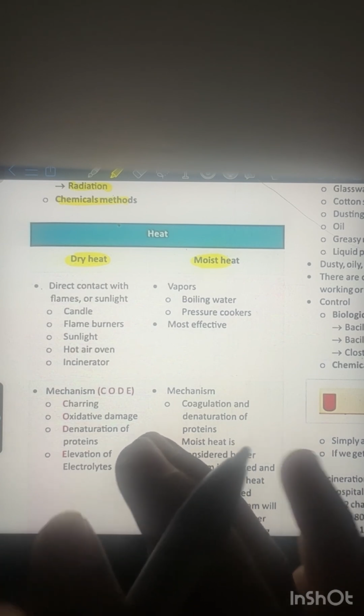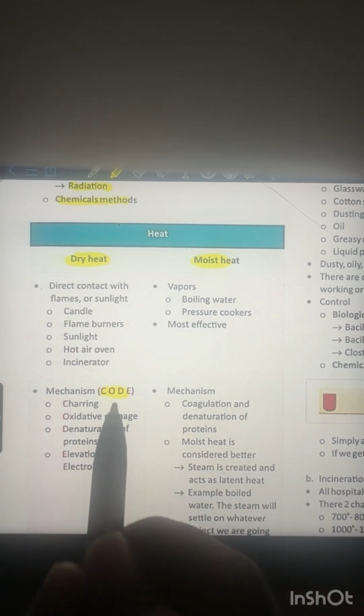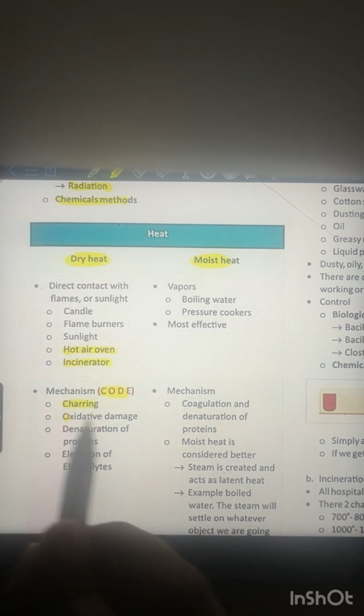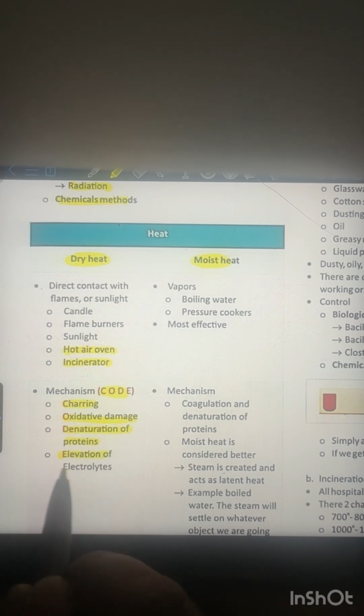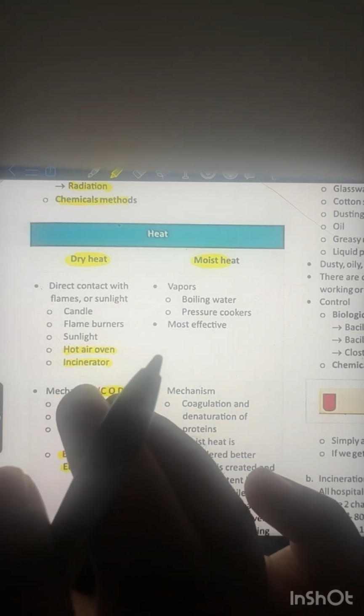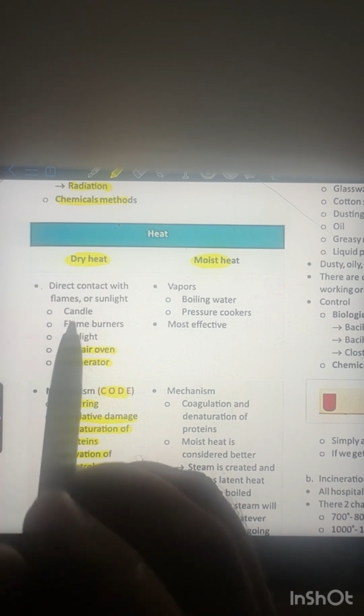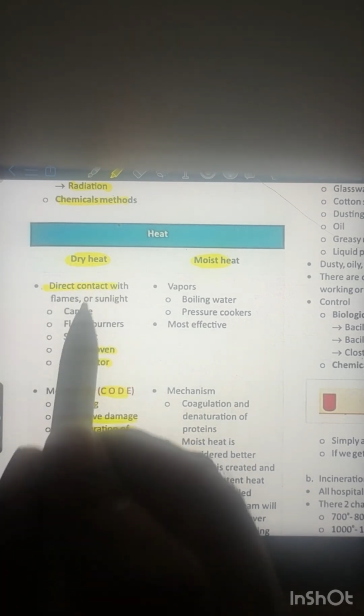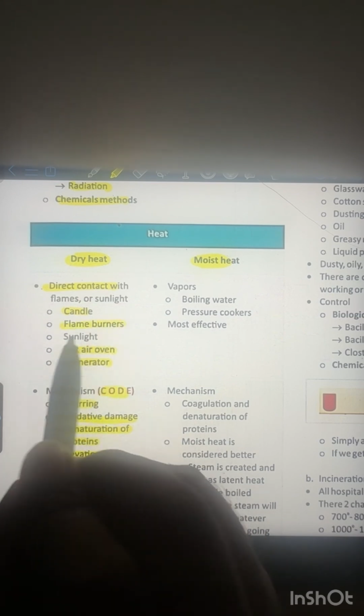Remember, the code for the dry heat mechanism is CODE. Number one, how is it going to kill? It is going to cause charring of the molecules. Number two, it is going to cause oxidative damage. D, of course, it is going to denature all the proteins. And lastly, it is going to elevate electrolytes. Now, you know that elevation of electrolytes means that the bacteria are going to be killed. So charring, oxidative damage, denaturation of protein, and elevation of electrolytes are the mechanism of action by which the heat is going to kill. And what are the two things under it? We have the hot air oven and the incinerator. Let me talk about each one of these.